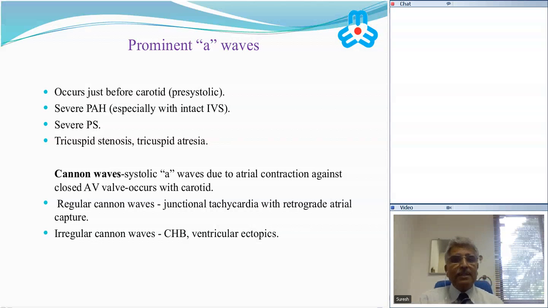So you could have a regular Cannon wave, which could occur with a junctional tachycardia if the abnormal focus is able to capture the atrium retrogradely. So a junctional tachycardia with retrograde atrial capture could produce regular Cannon waves, or it could be irregular, classically seen in complete heart block. It could also be seen in frequent ventricular ectopics. All that you require is that there be a situation in which atrial contraction occurs against a closed AV valve. Common situation, complete heart block and frequent ventricular ectopics.